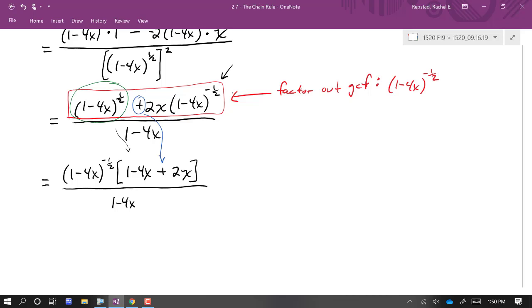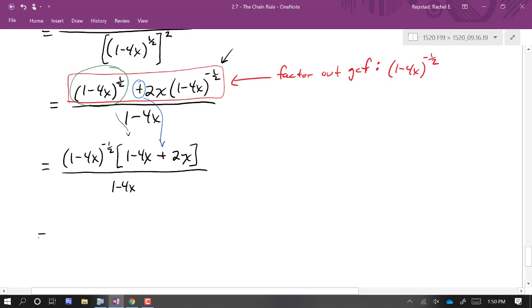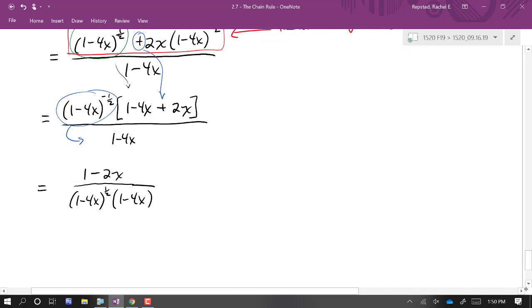We're going to simplify, of course. We've got some like terms that we can combine in the brackets, but also, while I'm at it, maybe throw this downstairs, because that's a negative 1/2 power. So up top we have 1 minus 2x, after combining like terms. In the bottom, 1 minus 4x to the 1/2 times 1 minus 4x. And look, those are like bases, so we can add the exponents. So we get 1 minus 4x to the 3/2 power.